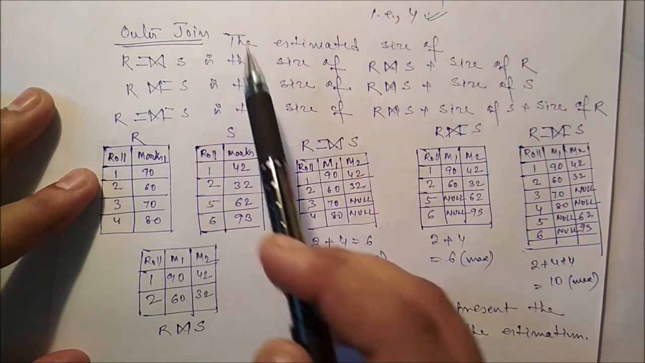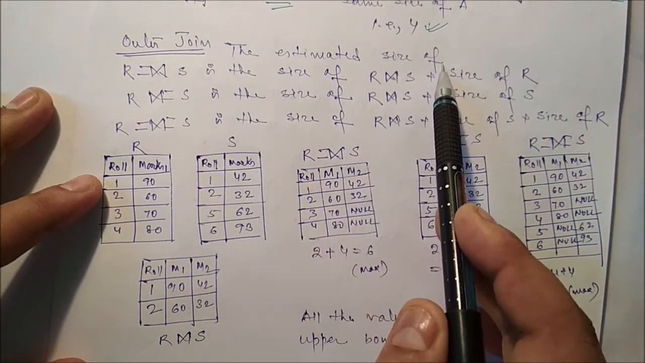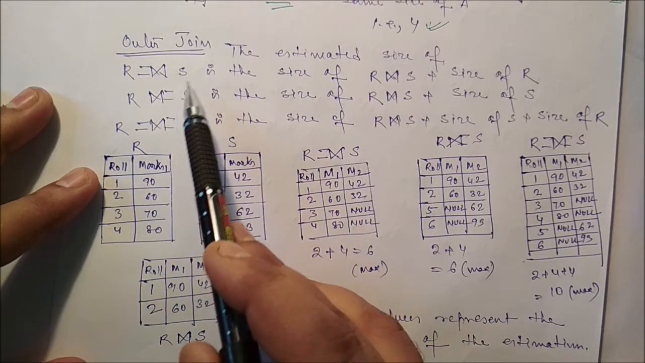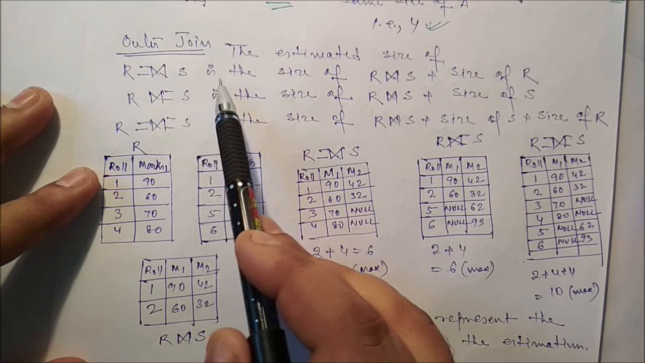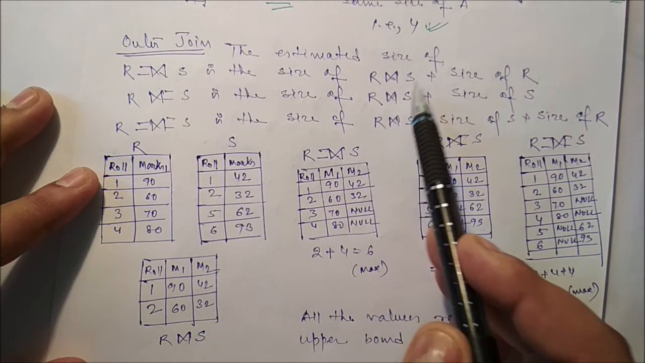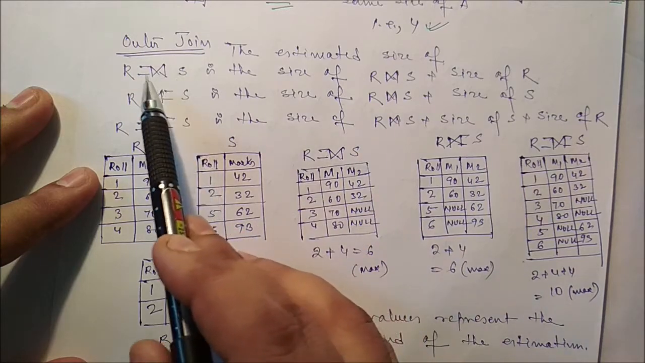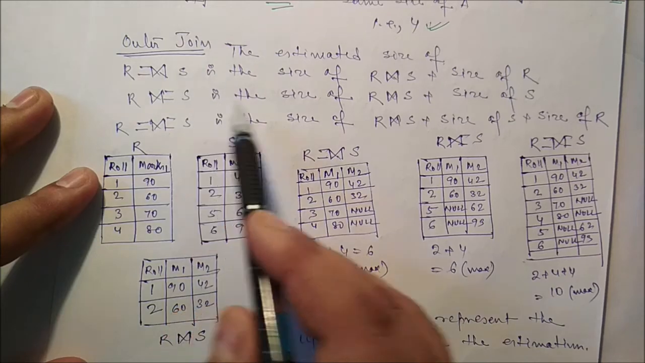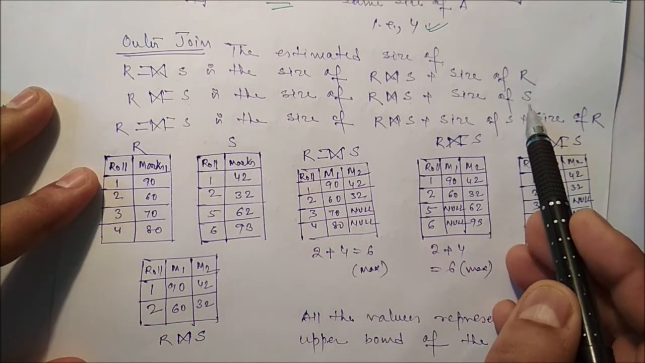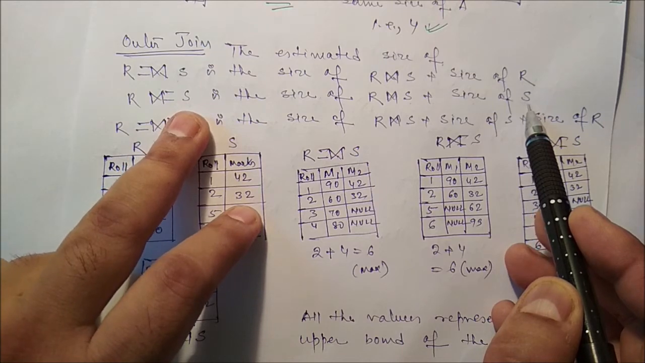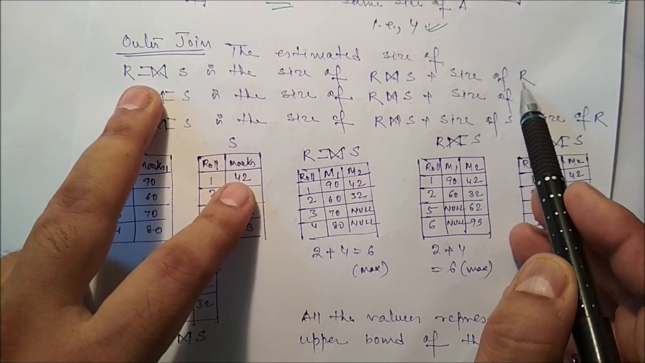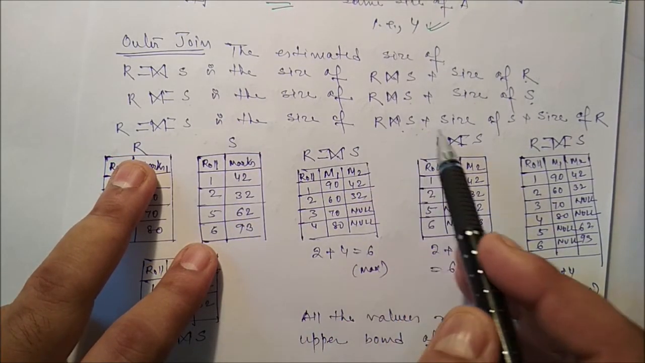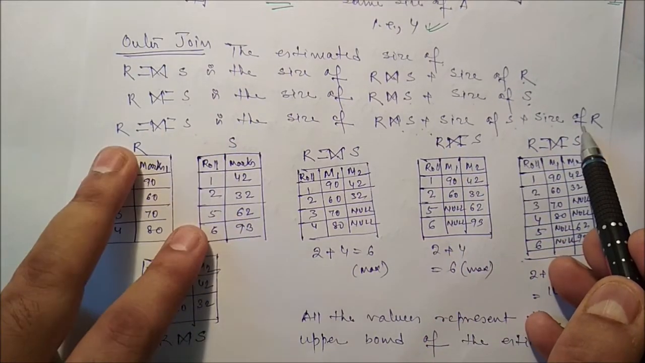Next, outer join. Now the estimated size of the different outer joins: left outer join, right outer join, and full outer join. If it is a left outer join, the size is the size of R natural join S plus the size of R, because here we use left outer join. If it is a right outer join, the size is the size of R natural join S plus the size of S, because we have to take all the records from S. And if it is a full outer join, it is the size of R natural join S plus the size of S plus the size of R.